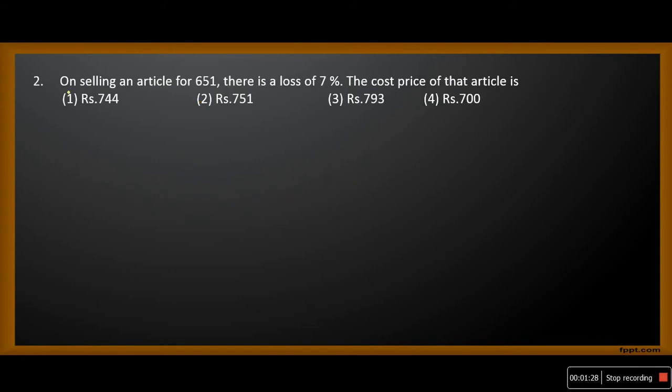Now coming to the second question. On selling an article for 651, what is given here? Selling price, which is equal to 651, and a loss of 7%. What is the cost price of the article? What do you have to find? Cost price. Assume cost price as 100x. Then selling price will be equal to how much? 93x, because loss is 7%. So 7% of 100x is 7x. If you deduct 7x from 100x, you will get 93x.